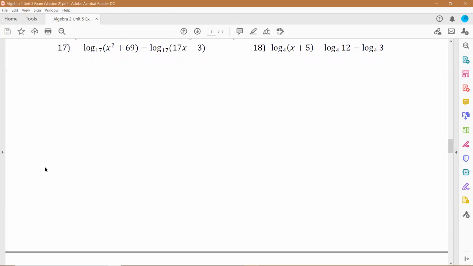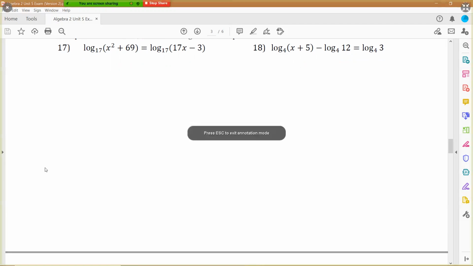Looking at the next 4 questions, we're going to have 4 different log equations that we need to solve. So looking at the first one, I notice I have 1 log on the left side, 1 log on the right side. These are my favorite because I can cancel the log base 17 on the left with the log base 17 on the right. Only cancel them when you have 1 on the left and 1 on the right.